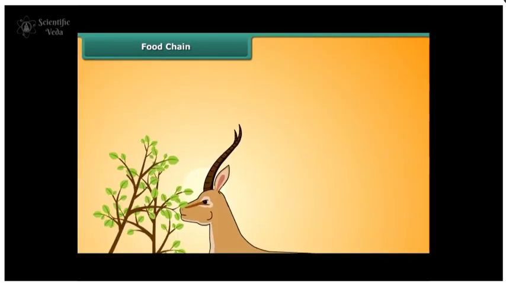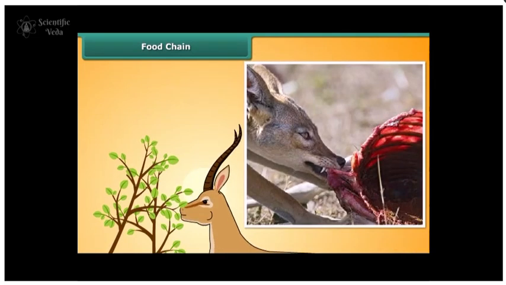The animals are the consumers. Animals can be plant-eating herbivores or flesh-eating carnivores. Animals can also be omnivorous, consuming both plants and other animals. The scavengers feed on dead animals.